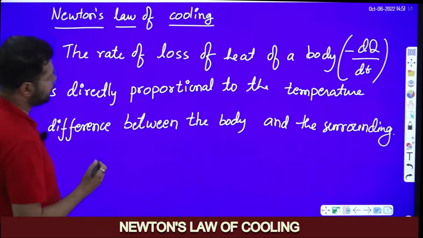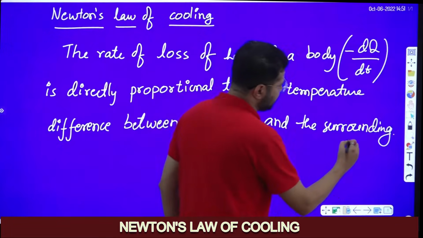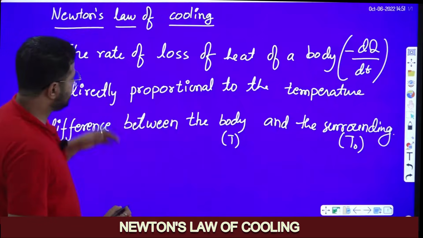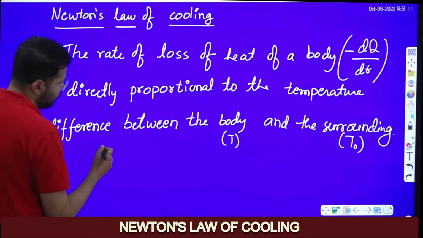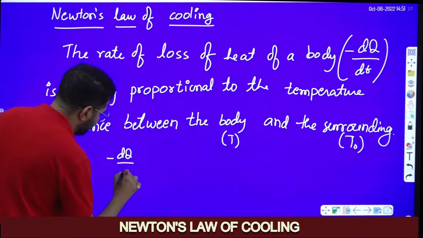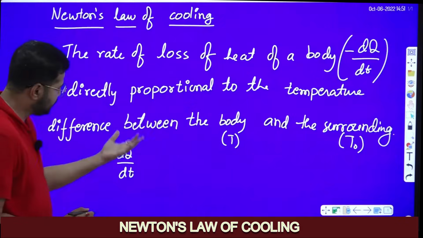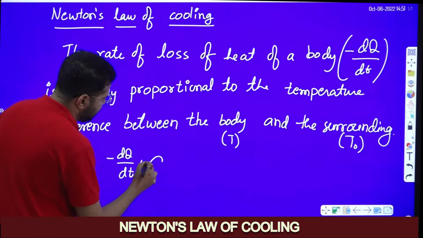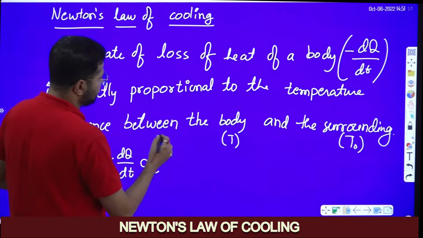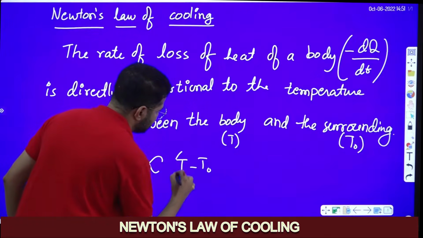So, let us suppose that the temperature of the body is T and the temperature of the surrounding is T naught. According to this statement I can write minus dq by dt, the rate of loss of heat, is directly proportional to the temperature difference between the body and the surroundings. The temperature difference is T minus T naught.